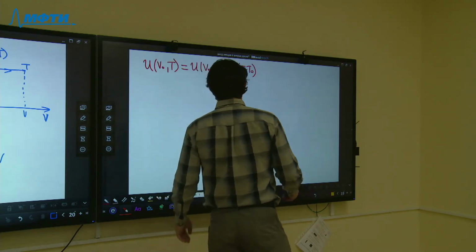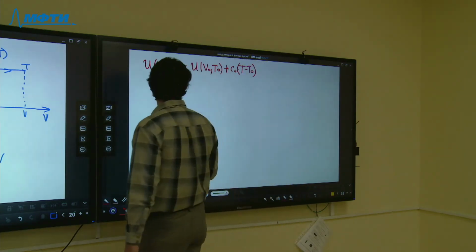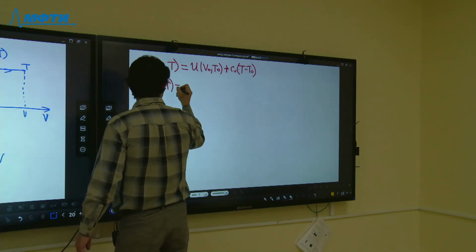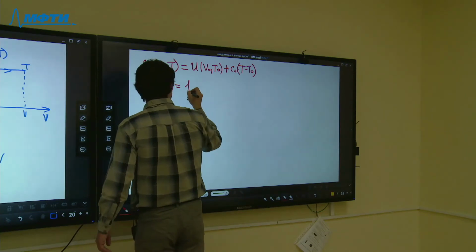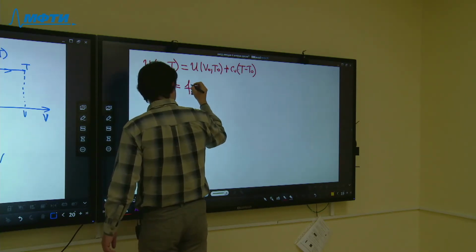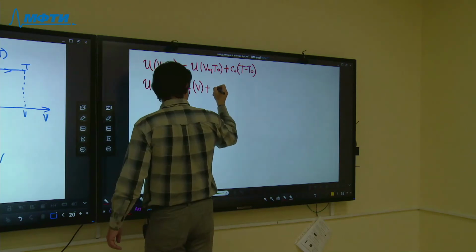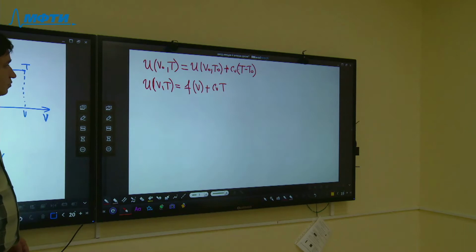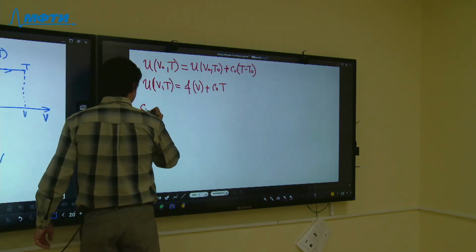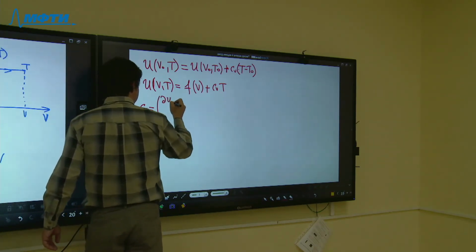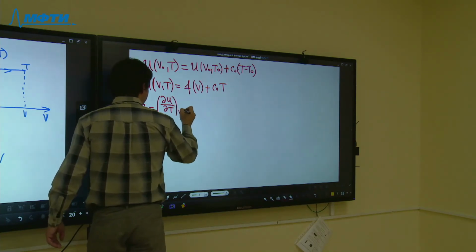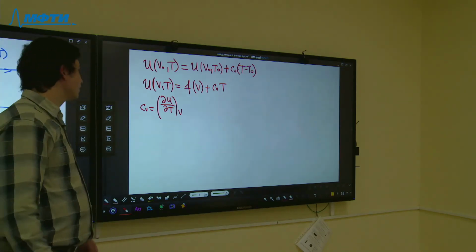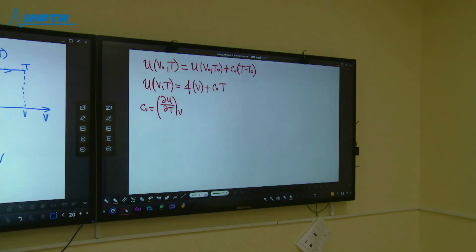Or, for any volume and temperature, I can write that my internal energy is some unknown function of volume plus CvT. Because by definition, Cv is dU over dT at constant volume.